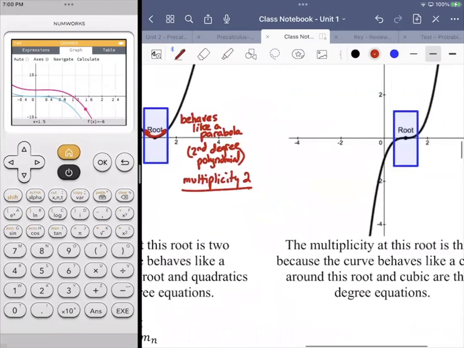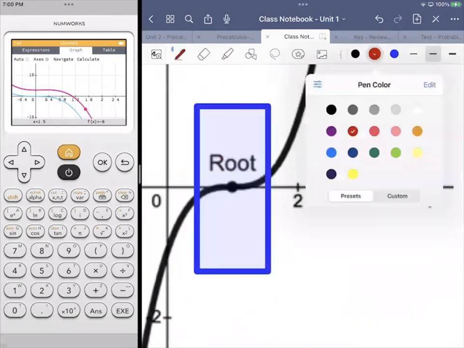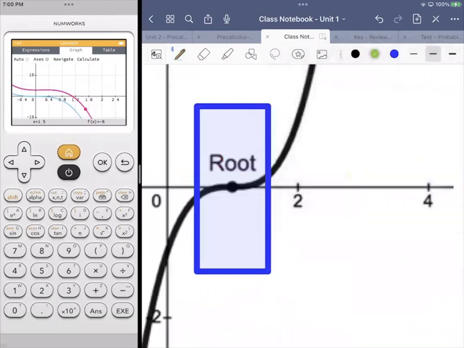So here, in the last one, I'm going to go light green for those keeping score at home. This one behaves like a cubic. And you know what? Behave will be the word of the day. So the word of the day is behave. So behaves like a cubic.